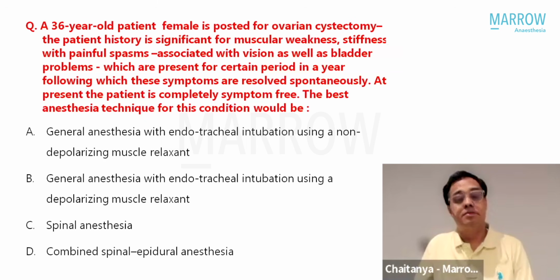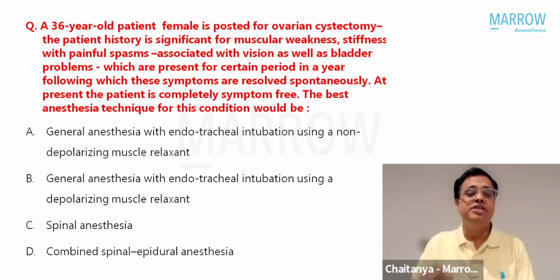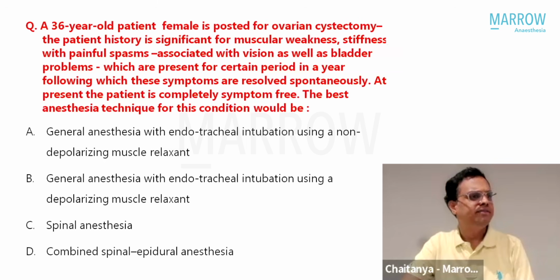Is there any special precaution you need to take with multiple sclerosis, apart from DMR, NDMR, regional anesthesia, what we have discussed? Any other thing which we understood? Yes, one precaution which you need to take is you should avoid.